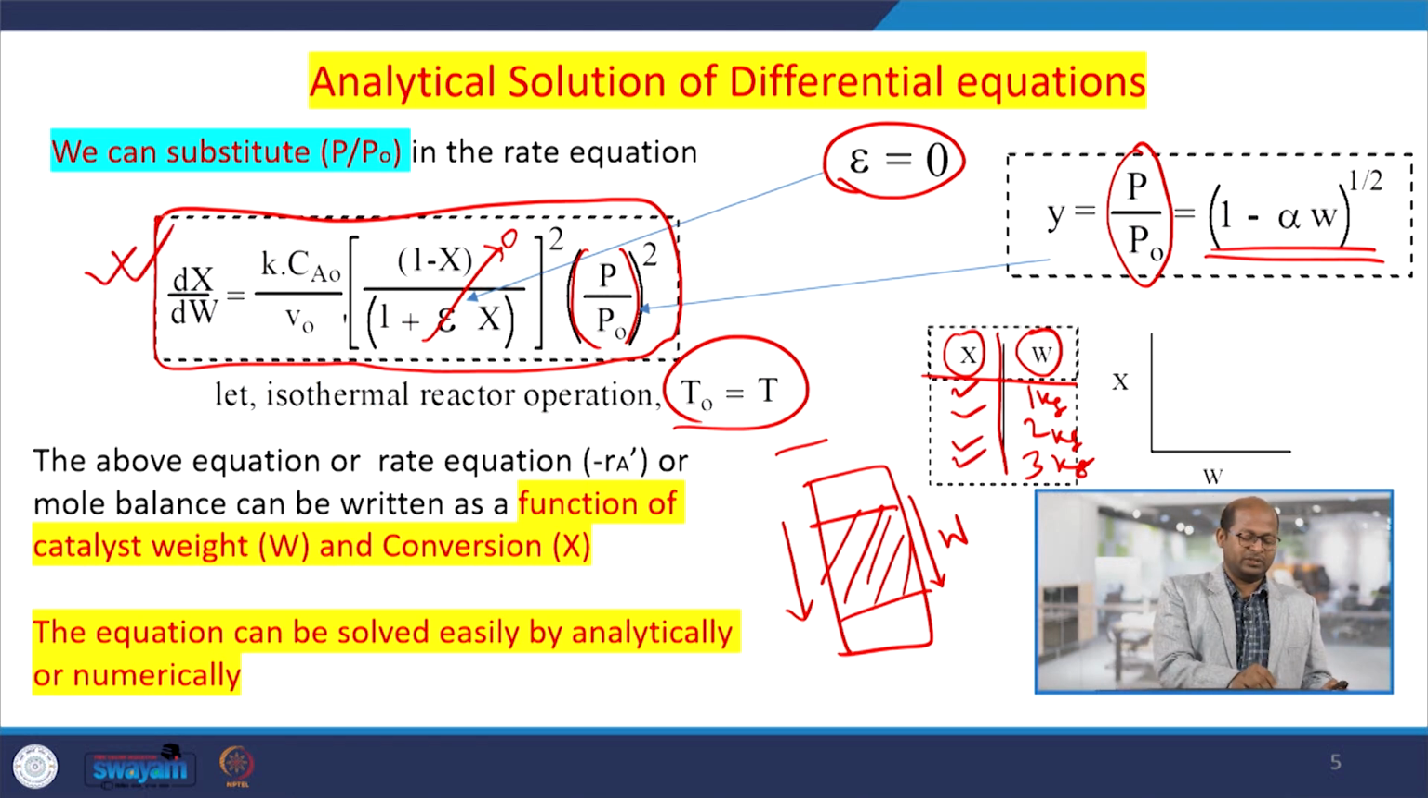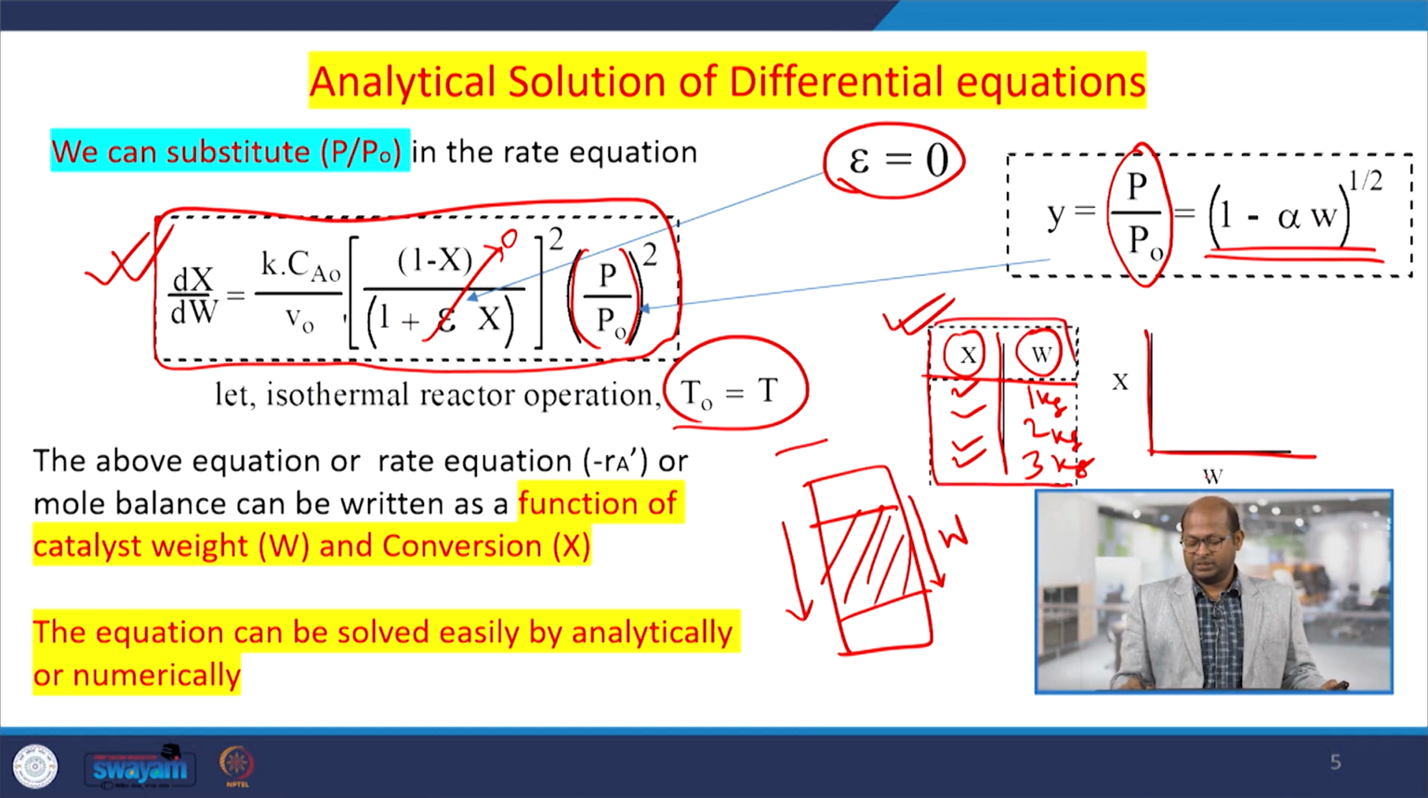If we solve this differential equation by putting in all the parameters, we will get this table. If we plot this table, with W on the x axis and conversion x on the y axis, it would give the nature of the curve. I will discuss that in the next slide. So, we can easily solve this type of design equation and differential equation for a particular packed bed reactor. If we want to get a desired conversion, we can usually calculate how much catalyst you have to place inside the packed bed reactor.